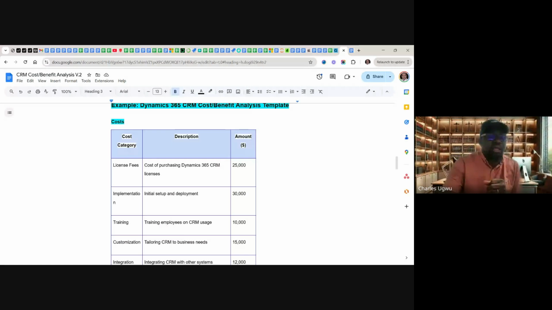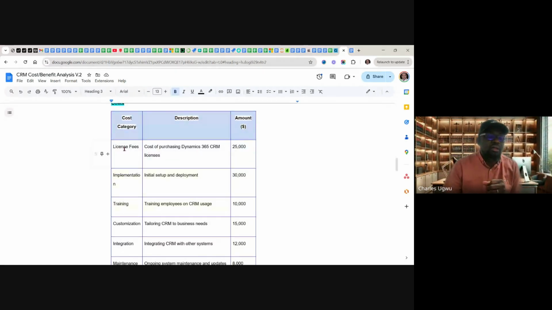Under cost here, we have the licensing fee, and we say cost of licensing is $25,000. It depends on the number of people, because the way they do it is how many people are going to use it. That's how they are going to bill it. If you have 20 people, some companies have up to 30, 50. The number of people you subscribe for, you determine the amount you are going to pay.